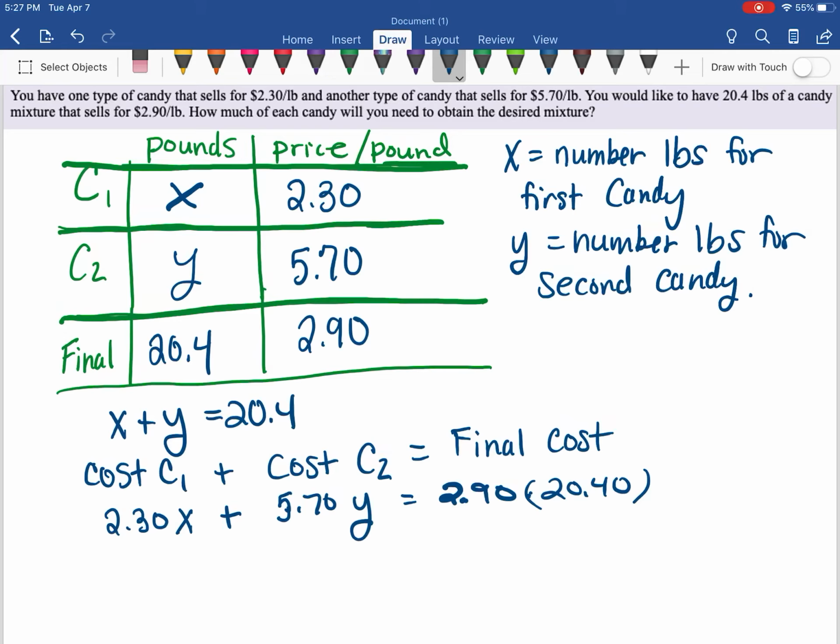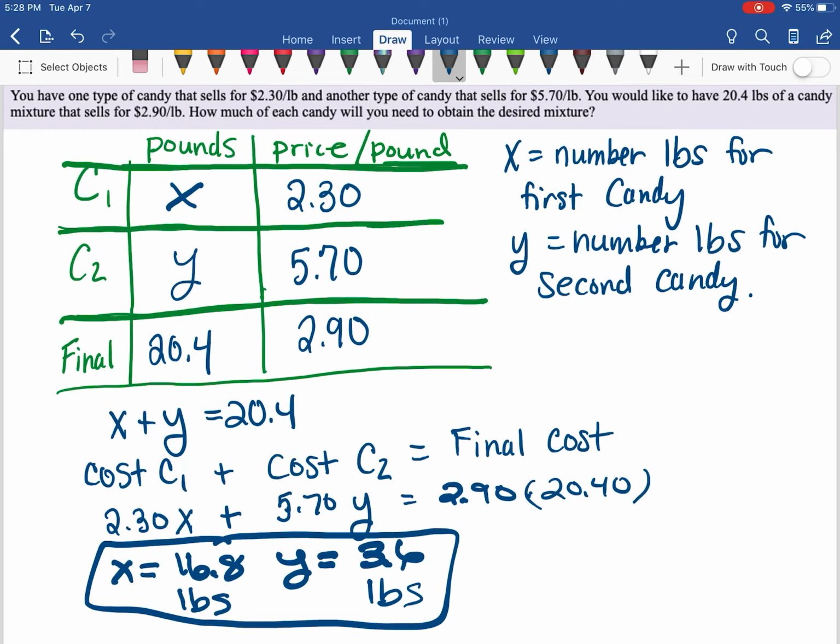Now you can solve this by either substitution or by elimination, but no matter how you solve it, you should get that X is 16.8 and Y is 3.6. Remember what X is. X is the number of pounds for the first candy. So for the first candy, it would be 16.8 pounds. And then for the second candy, it would be 3.6 pounds.